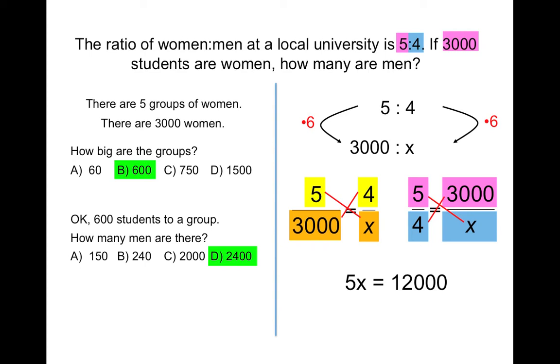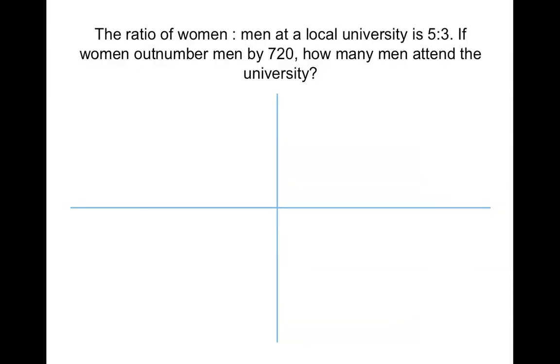And if we were to solve this for x, we'd want to divide both sides by 5. That would get us the answer that we got through our reasoning process, 2,400 men. Let's see how we can use proportions to solve a more difficult ratio problem. The ratio of women to men at a local university is 5 to 3. If women outnumber men by 720, how many men attend the university?